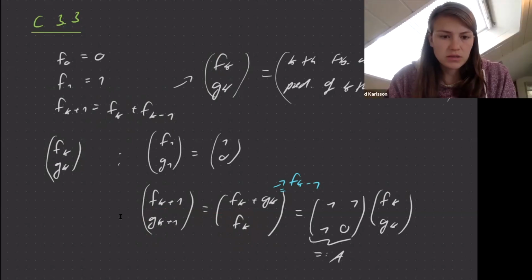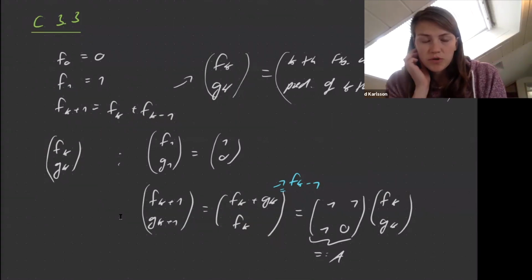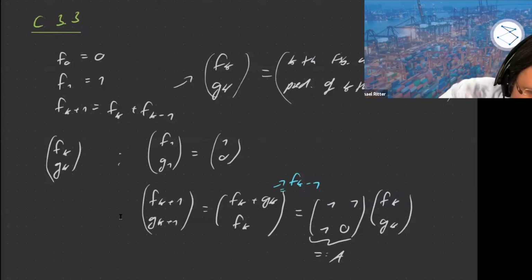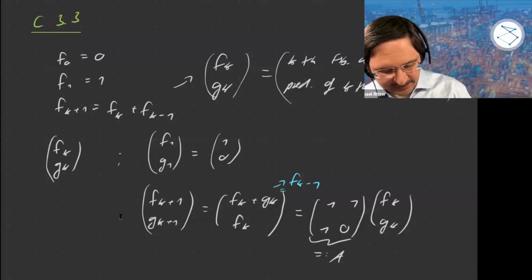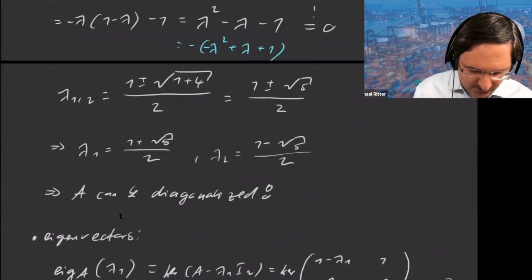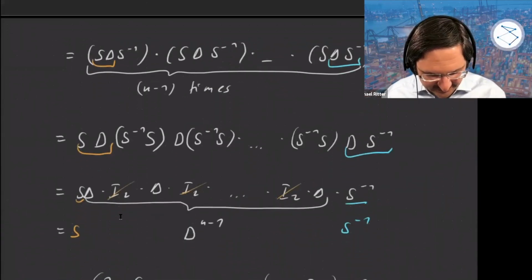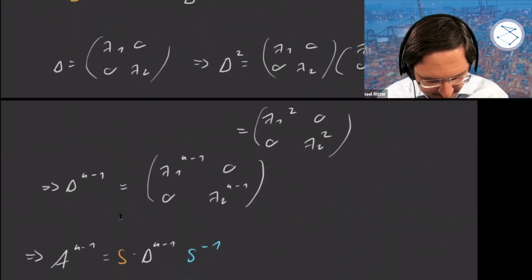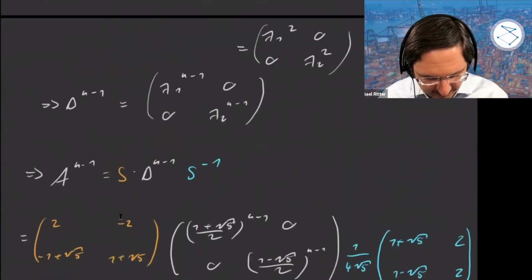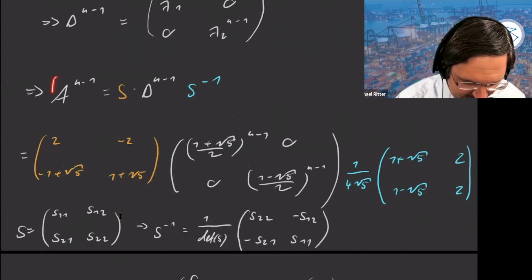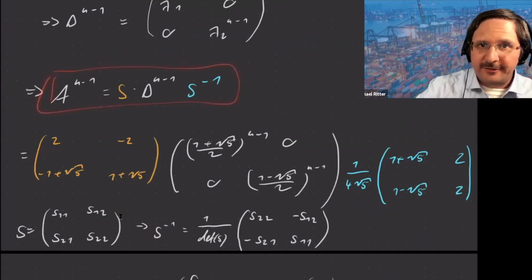Okay, another question. So how did we go from deriving A to the power of n-1 to getting the explicit formula? How do we go about this? So basically, where is it? Right, so we found out this here was the way to compute A to the power of n-1.